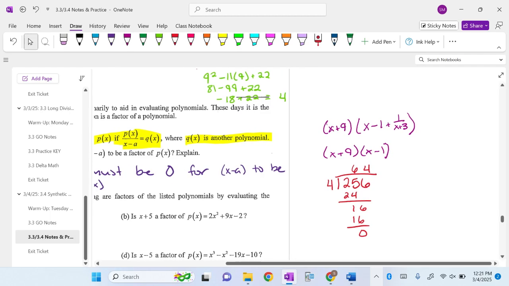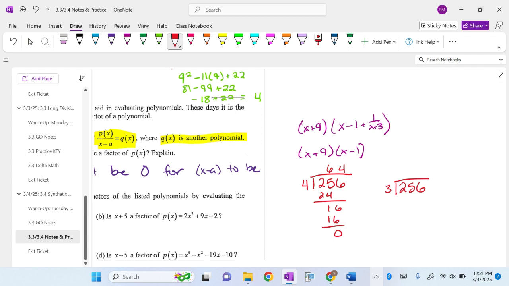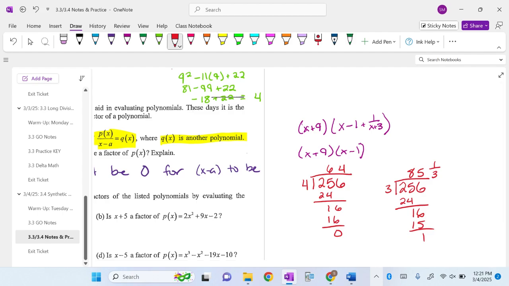Yes. Now, what if I said I want to know if 3 is a factor of 256? Then I should get a whole number when I divide 3 into 256, which in reality would be 85.333. So I would not get a whole number. I would get a number in a fraction or a decimal. So is 3 a factor of 256? Yes or no? No, because I do not get a nice whole number.